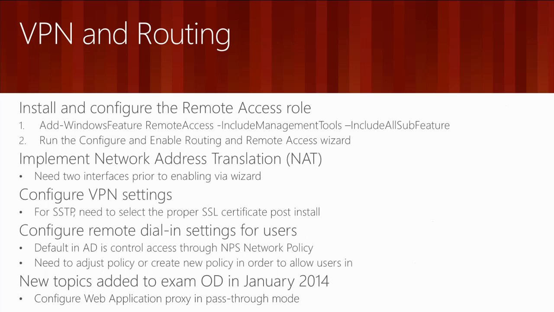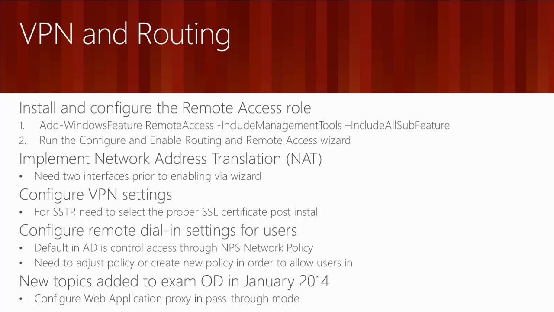All right, VPN and routing. The two interfaces thing for NAT is key. A troubleshooting scenario would be one interface. You're trying to get NAT going, it's not working. You need two interfaces. SSTP is kind of a newer thing. So look for stuff on the exam like firewall-friendly VPN, because that's SSTP. It uses a standard port 443. It uses a standard certificate. So those are the requirements, the certificate and 443 on the firewall.